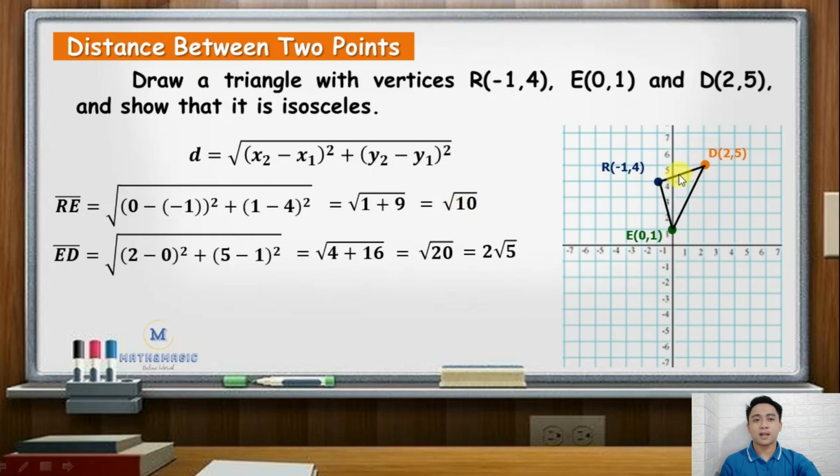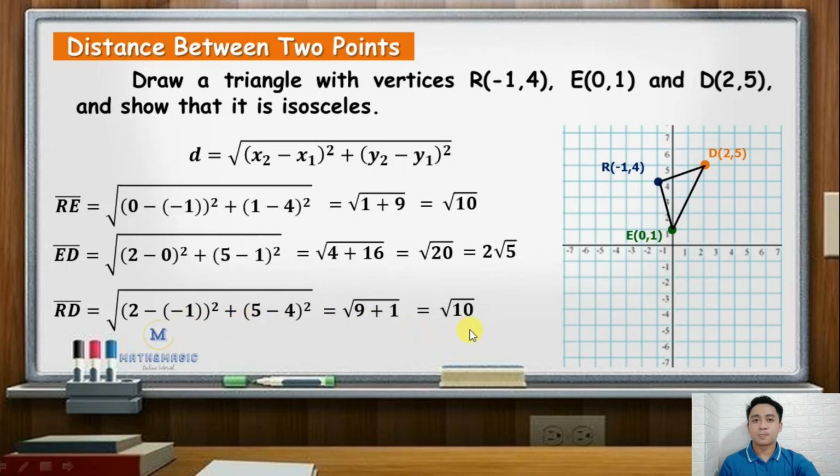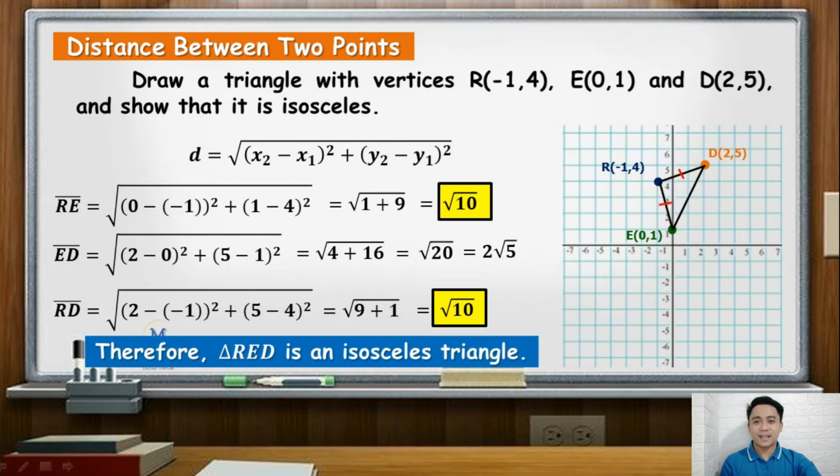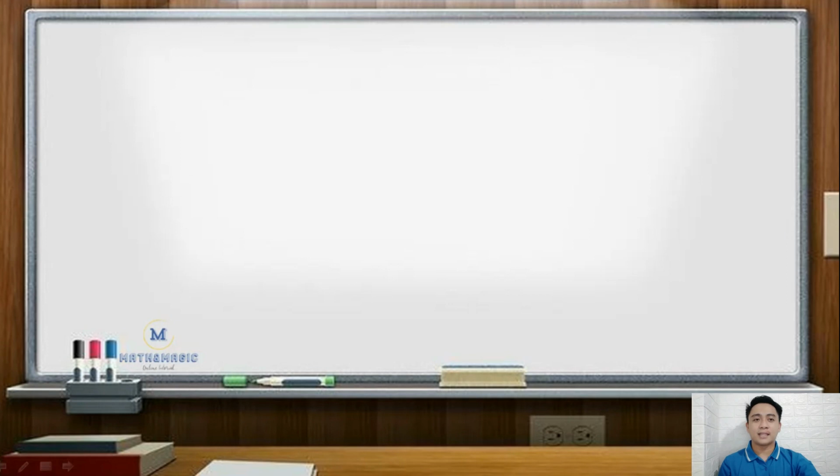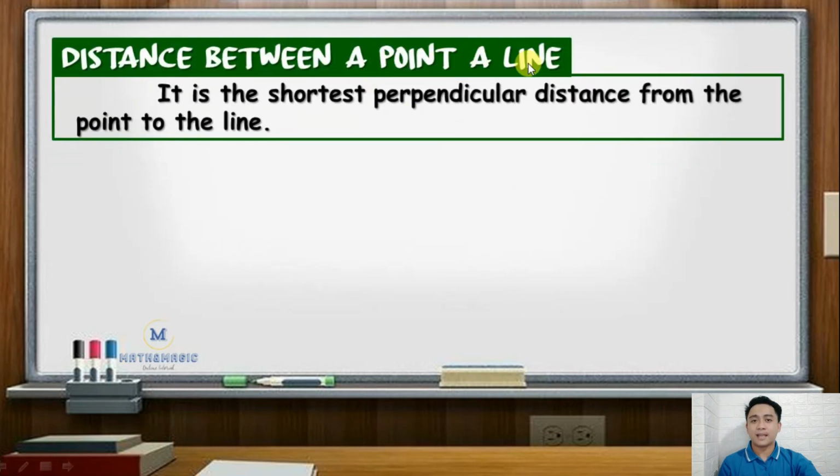Solving the length of segment RD, we will set the coordinates of point R as sub 1 and the coordinates of point D as sub 2. Substituting the values in the formula, segment RD has a length of square root of 10. Since the length of segment RE is equal to the length of segment RD, therefore, triangle RED is an isosceles triangle. After we know how to find the distance between two points, we will now proceed on finding the distance between a point and a line.